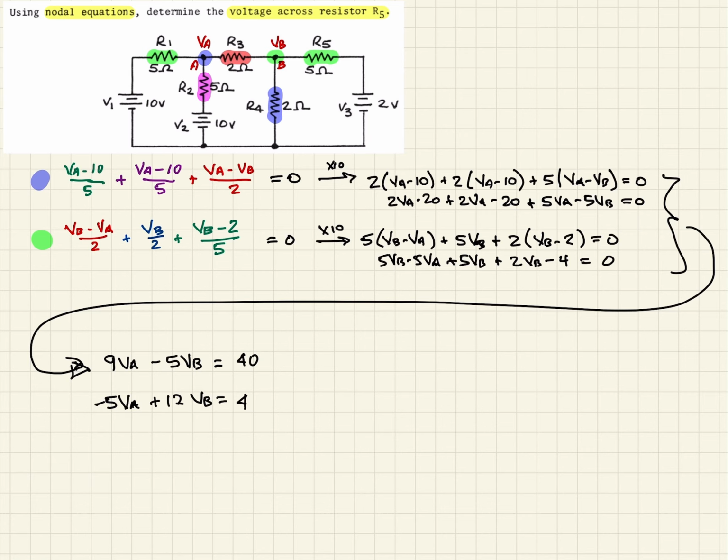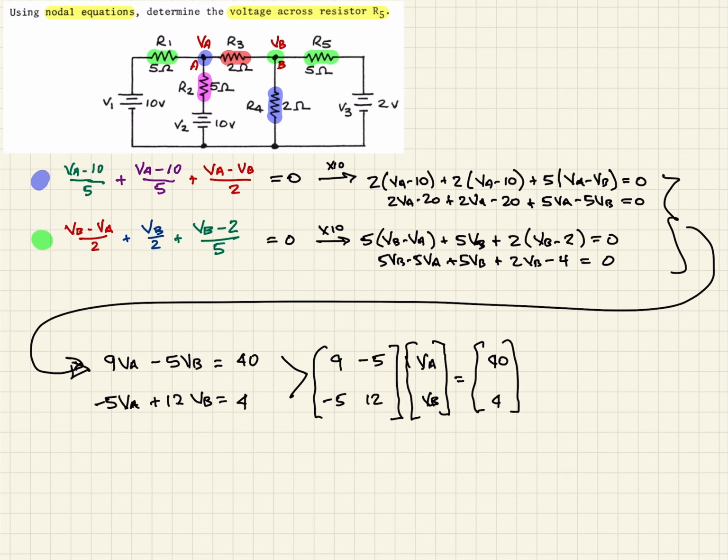And so then we can solve this. This would just be a simple array: 9, minus 5, minus 5, 12, times VA, VB, and that'll equal 40 and 4. Again, using whatever linear algebra method you prefer, you can solve for VA and VB doing this.